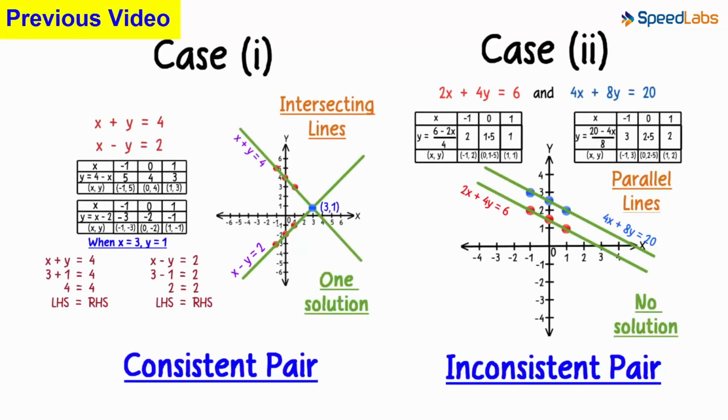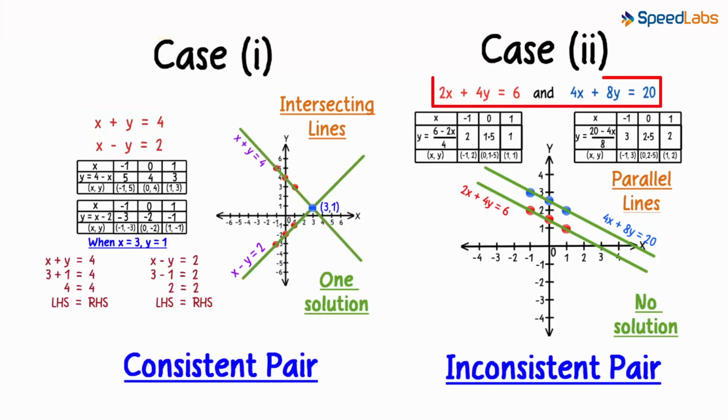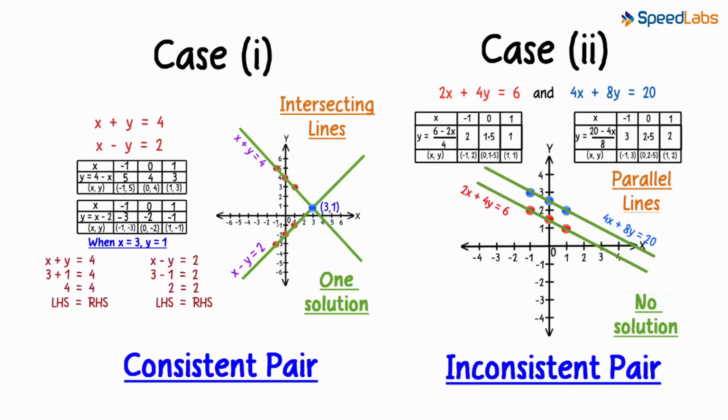We were discussing the different ways in which two lines can lie on a plane. In the first pair of linear equations we saw, the lines intersected at one point. Consistent pair of equations. In the second pair of equations, the two lines were parallel. No solution, an inconsistent pair of linear equations. Is there any other way in which two lines can lie on a plane?